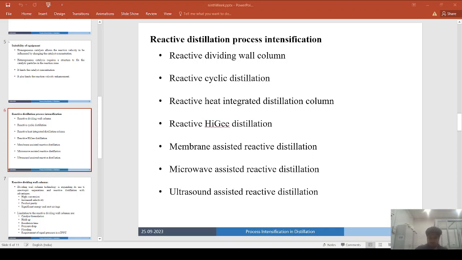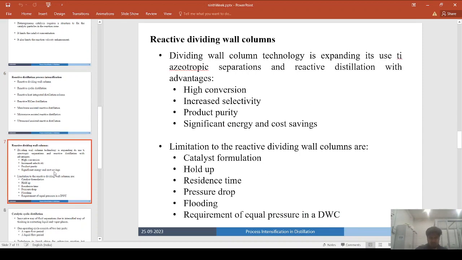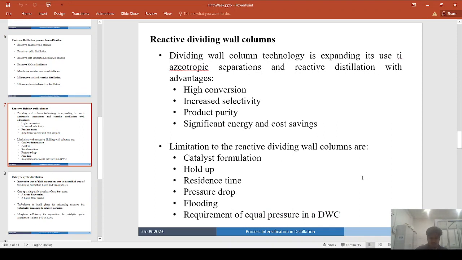Now starting with the reactive dividing wall columns.